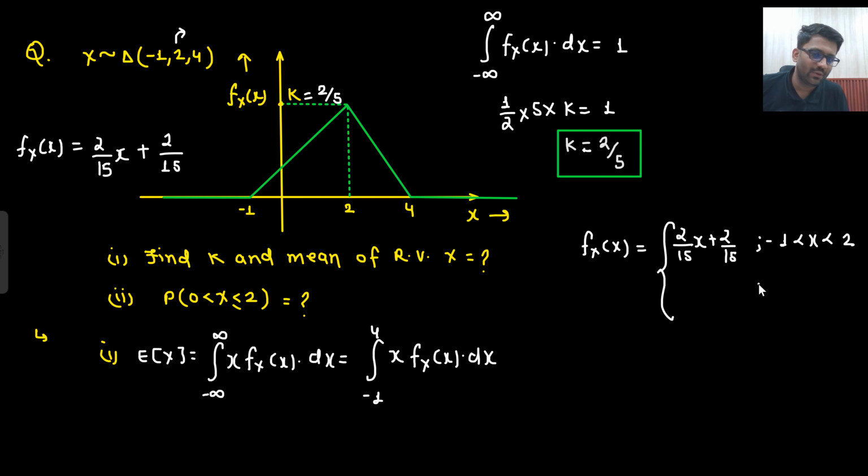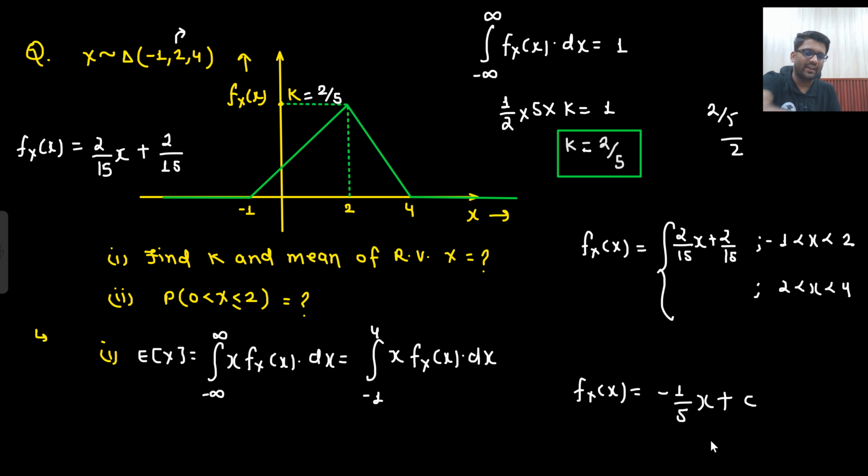And when your x is between 2 to 4, what is the definition? So y equals, what is the slope? Slope will be 2 by 5 divided by 2, so -1 by 5. Slope is negative, right? So length of y-axis divided by length of x-axis: 2 by 5 divided by 2, but the slope is negative. So -1 by 5 x plus c.